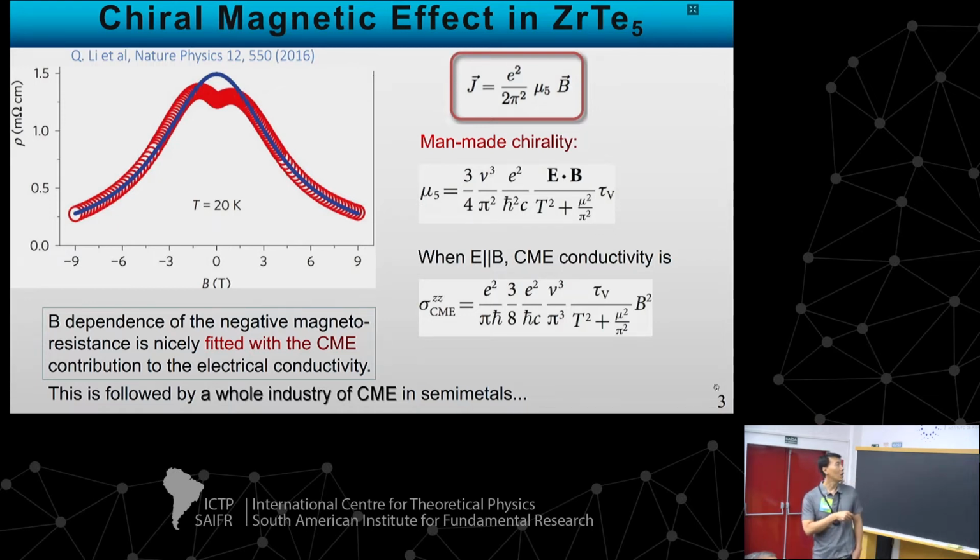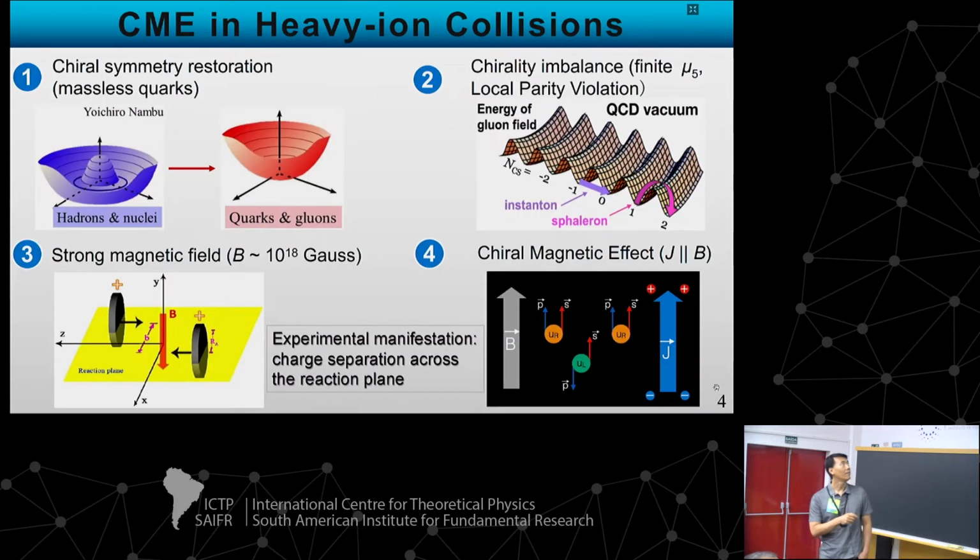Later, there's a whole industry of CME searches in semi-metals, and they got published in Nature and Science. But those are not my focus. My focus is heavy ion collisions. In heavy ion collisions, we have different ways to generate chirality imbalance and to generate the magnetic field. So we have a few conditions.